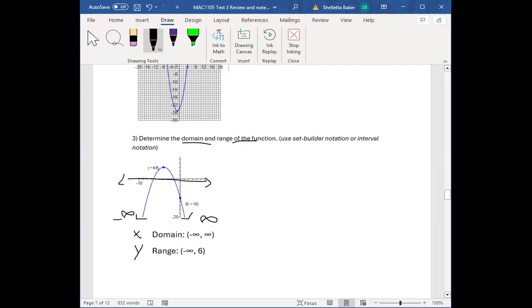The value of x is not limited. X could be any real number on that number line. Now the range, when we look at the y-axis, we do have limitations. See, we have a maximum point here when y is at 6. There are not any y coordinates that are higher or larger than 6.